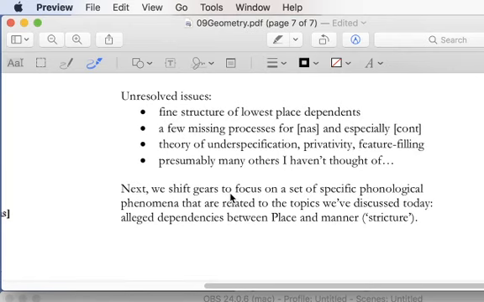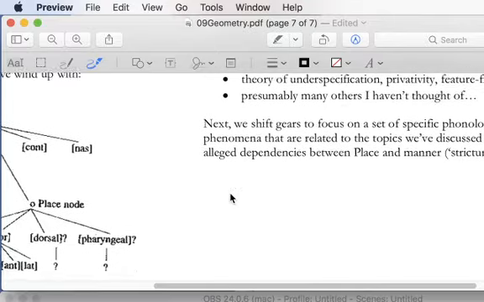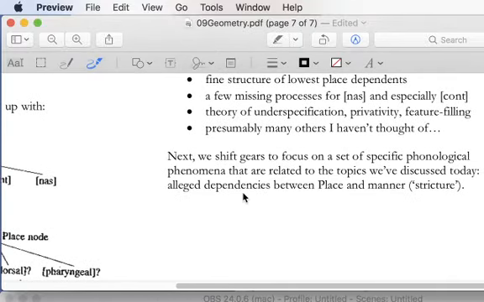feature filling operations. So I had to make reference to a whole bunch of ideas here, like universal markedness and fill-in rules and things like that, that really we haven't even introduced yet. And we will need to introduce some theory of how all of that works. And presumably there's all sorts of other issues with this model that I haven't even thought of or put in this handout. But the next thing we're going to do is shift gears to focus on a set of specific phonological phenomena that are related to the topic that we've discussed today.